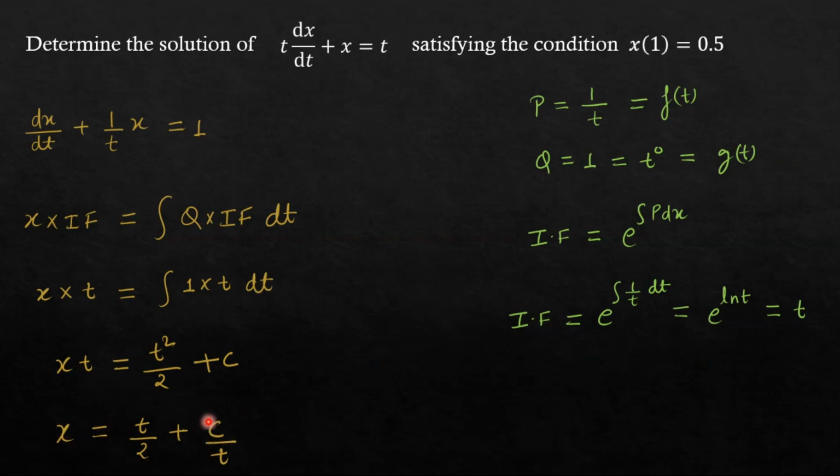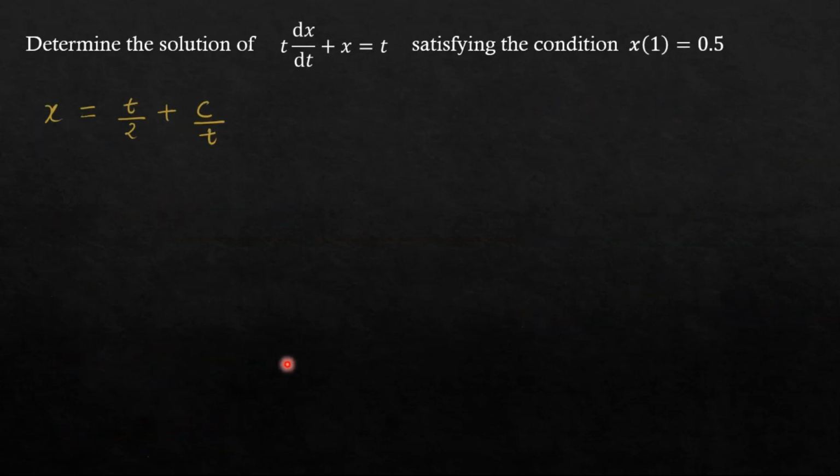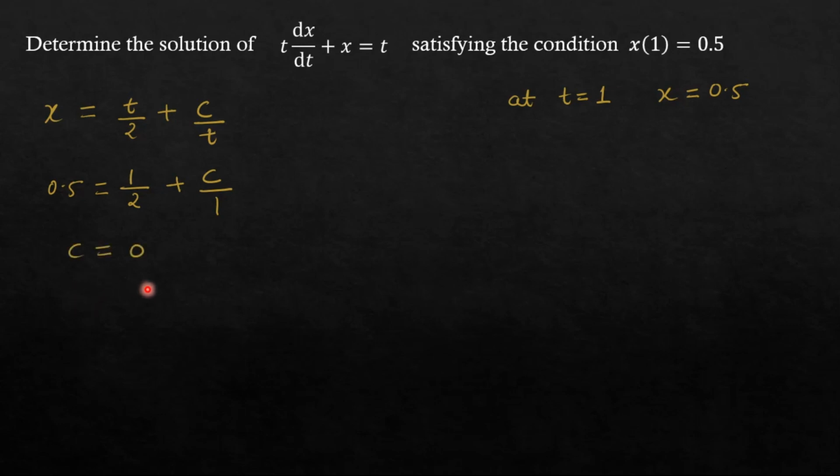Now we can calculate this constant c by using the given condition. So the solution is x is equal to t by 2 plus c by t. It is given that at t is equal to 1, the value of x is equal to 0.5. You can see it is given here. Now put the values of x and t to get the value of c. The value of x is 0.5, which is equal to, with t as 1, 1 by 2 plus c by 1. From here, this 0.5 and this 0.5 will get cancelled. You get c is equal to 0.